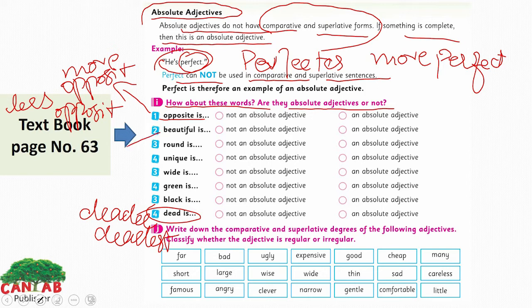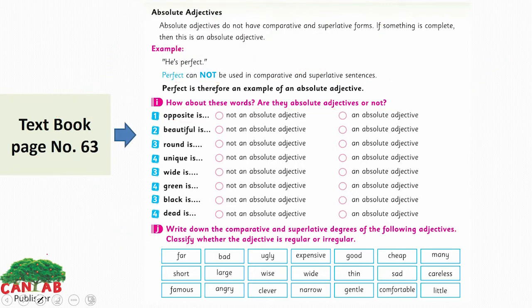Here the word beautiful is not an absolute adjective because it has comparative and superlative degree. Most and more can be added to it, like more beautiful or most beautiful. With more, it's comparative, and with most, it's superlative. I want you to find out whether these words here are absolute adjectives or not absolute adjectives.